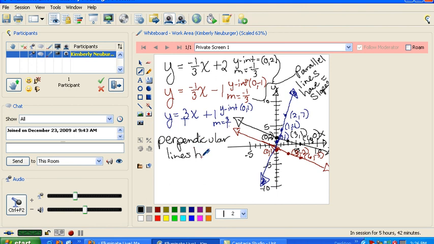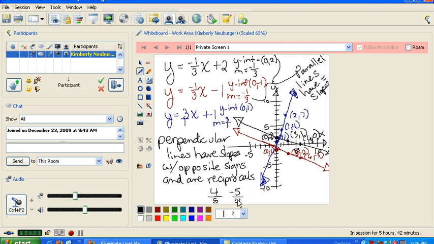Perpendicular lines have slopes with opposite signs and are reciprocals. So if we have a slope of 4/5, the perpendicular slope would be negative 5/4.